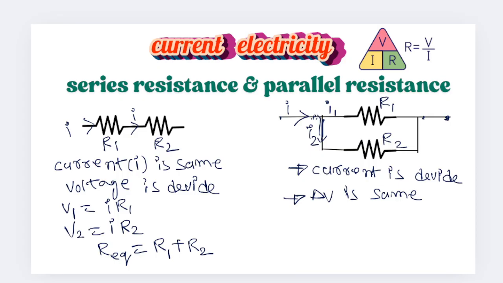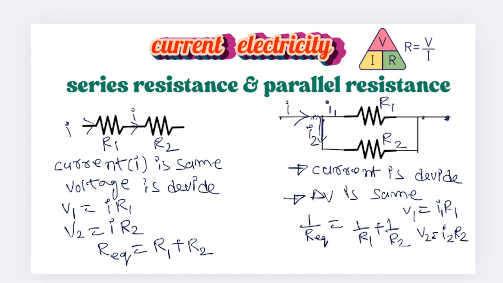Suppose I want to find out the R equivalent resistance. R equivalent is given by 1 by R equivalent equals 1 by R1 plus 1 by R2. Suppose I want to find out the voltage in the R1 resistance, the voltage V1 is equal to I1 into R1. V2 is equal to I2 into R2. This is the formula for series resistance and parallel resistance.